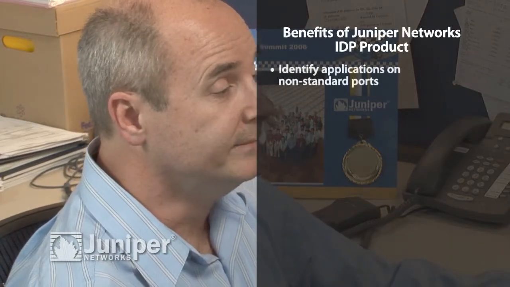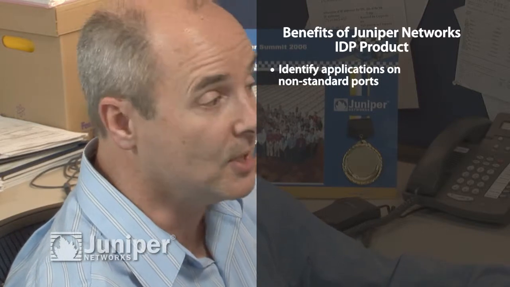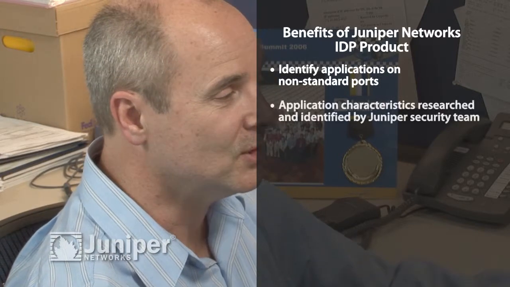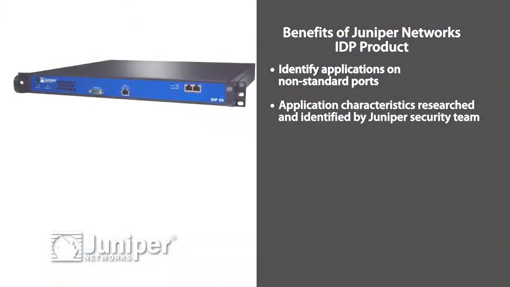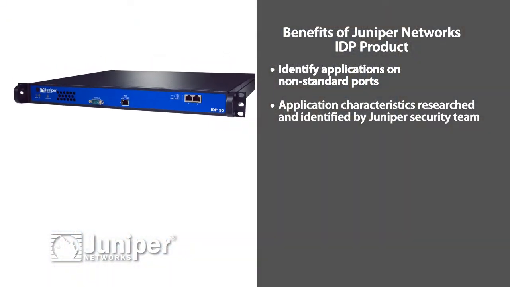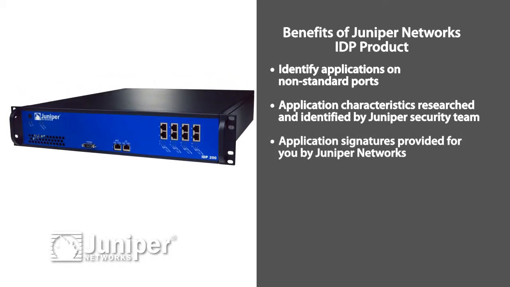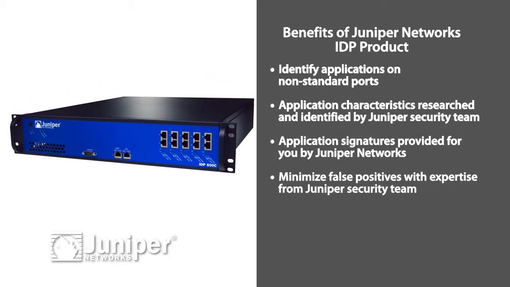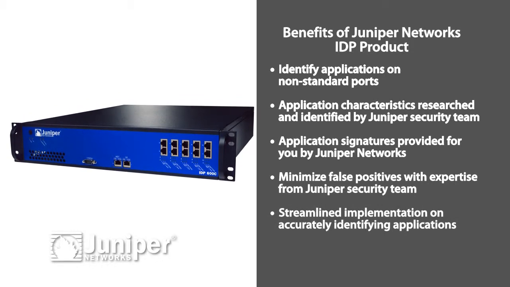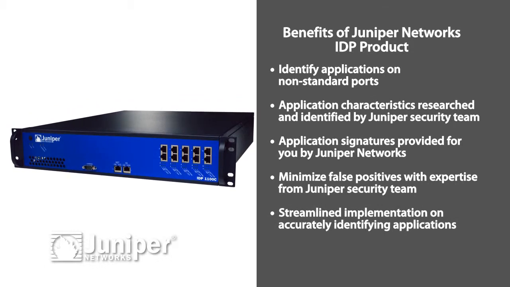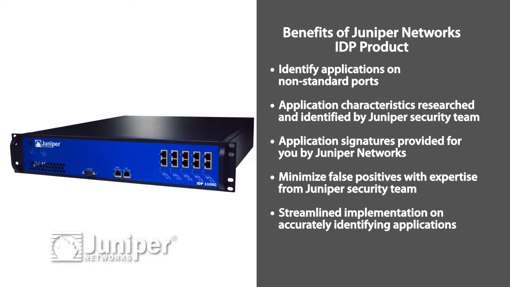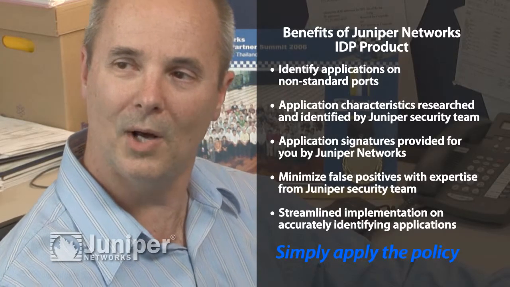Wow, that's cool. So, in a nutshell, with Juniper IDP Product, you don't miss detecting applications running on non-standard ports. You don't need to spend endless hours on research in order to isolate new applications. And you don't need to spend time on creating new signatures. And you don't run the risk of additional false positives. You don't experience performance degradation by adding additional signatures. Your job is done by simply applying the policy.